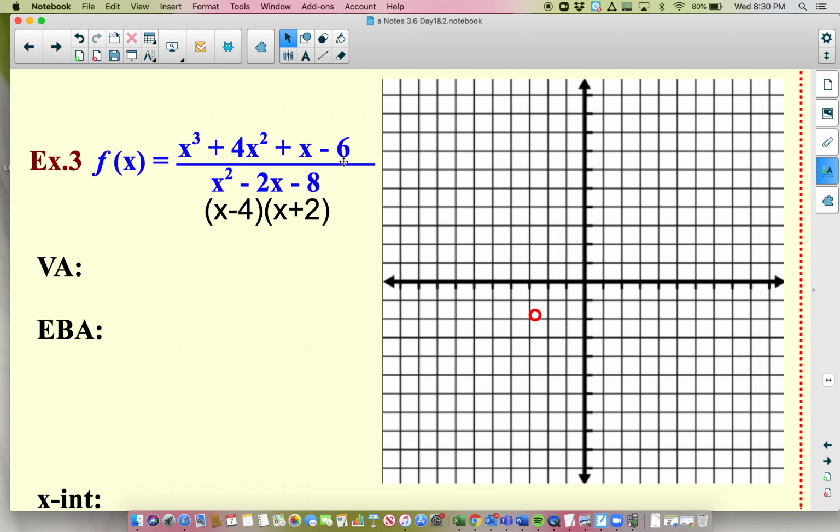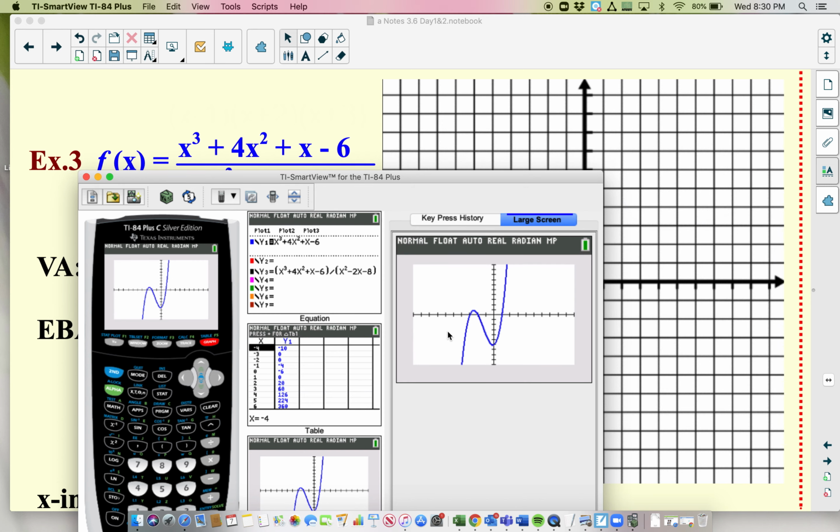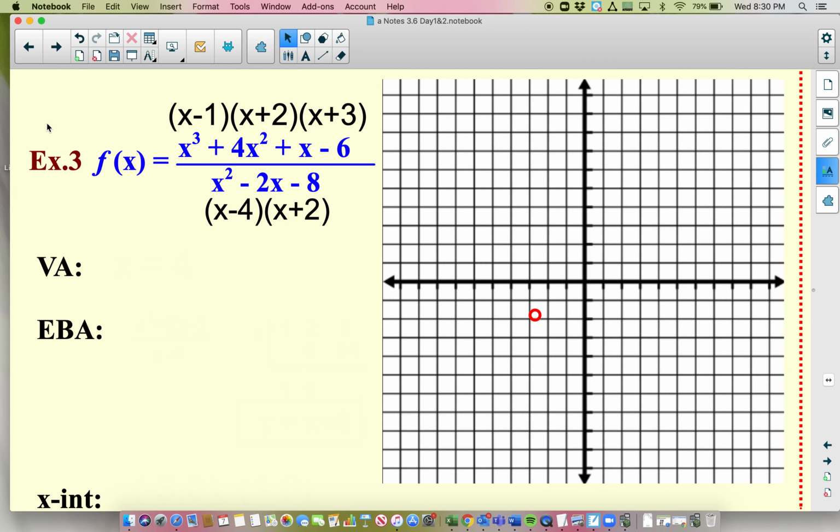You could also take a peek at it on your graphing calculator. So if you notice in Y1, I just typed in the numerator. And I'm just going to graph it really quickly. And it appears that it's crossing at 1 and -2 and -3. So the factors then would be x minus 1, x plus 2, and x plus 3. And so I will set those up as well.